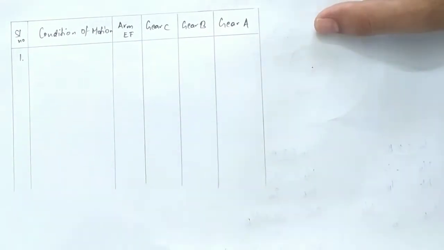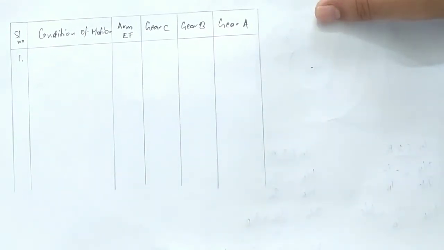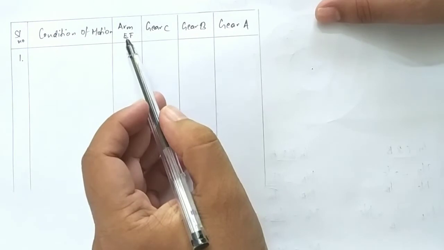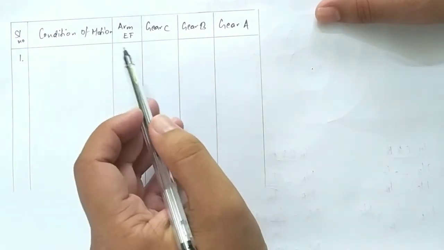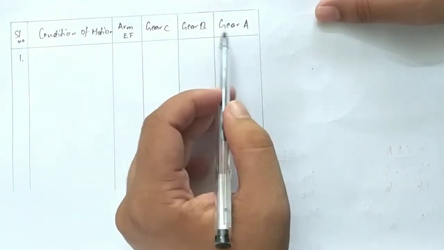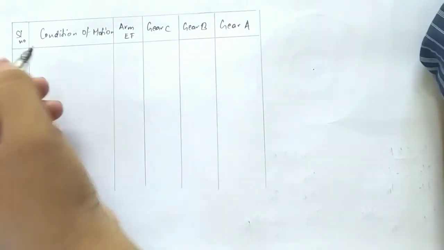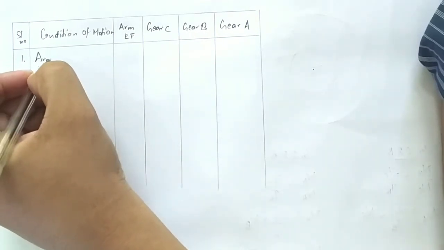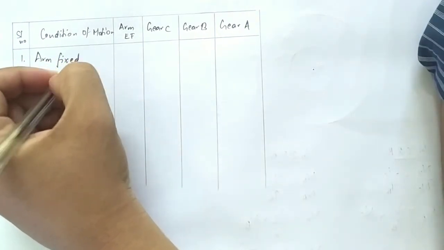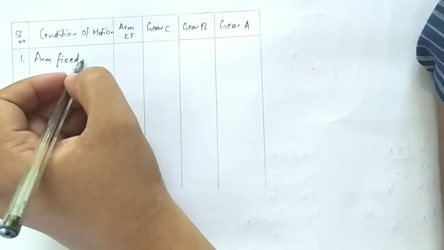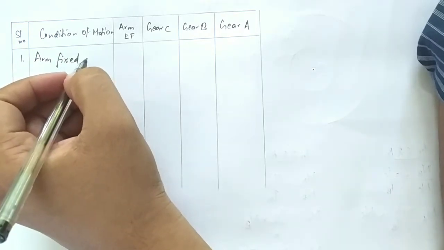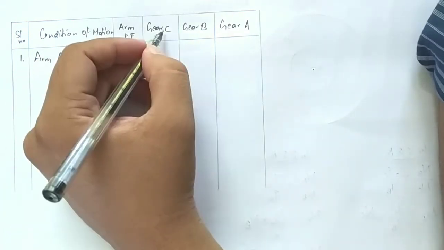So this is the way you have to construct the table. Hope you have understood. First of all you have to mention the arm, then from inside to outside or outside to inside you can write. Now always the first condition will be fixing the arm. So the arm is fixed, and after the arm, whichever gear comes, that gear you have to give +1 rotation.